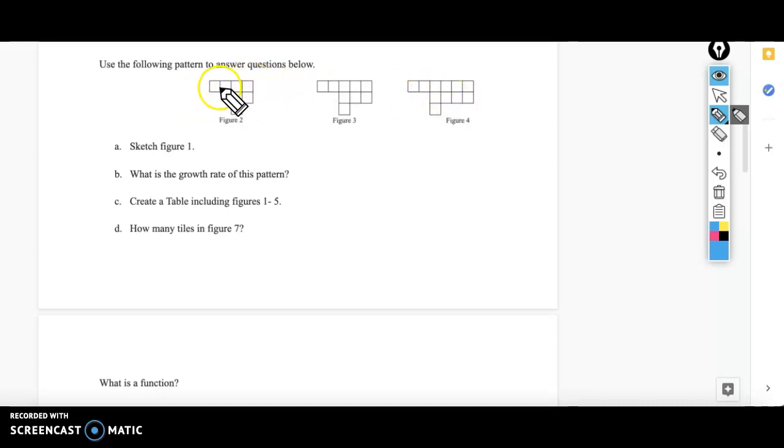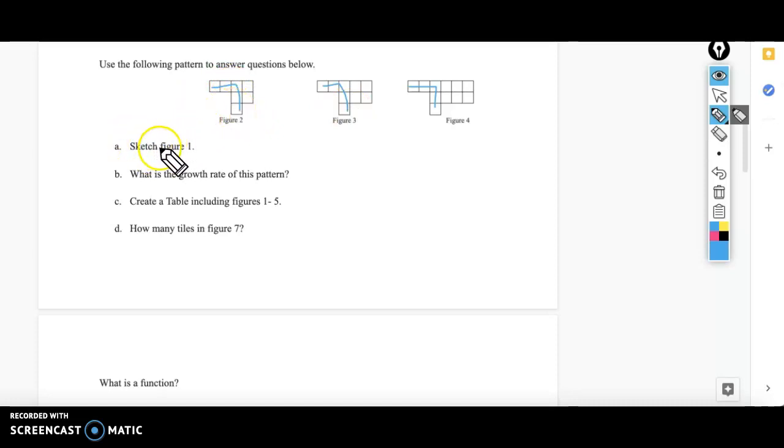Well, in all of these 3, we have this upside down L shape. They're all the same. The only thing that's changing is that here they have 2 on the outside, here it added 2 more on the outside, and here it added 2 more on the outside. So every single time they draw a figure, it looks like they're adding 2 boxes onto the outside, but this L shape is staying the same.